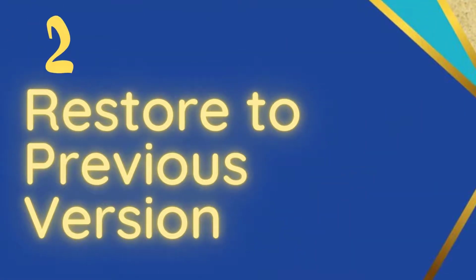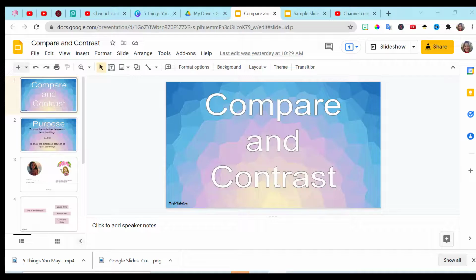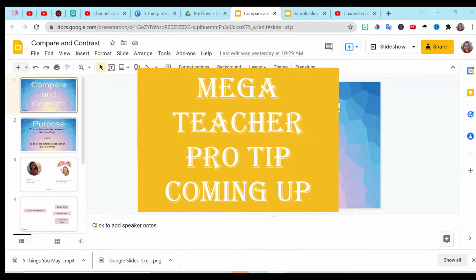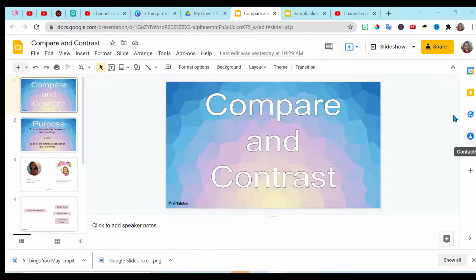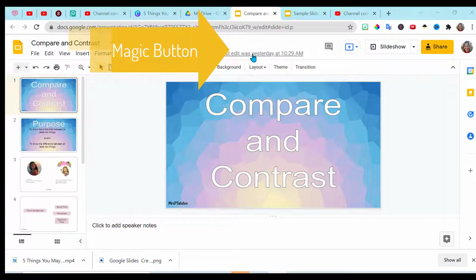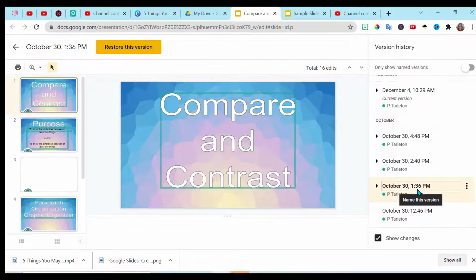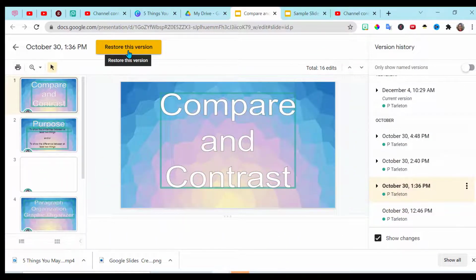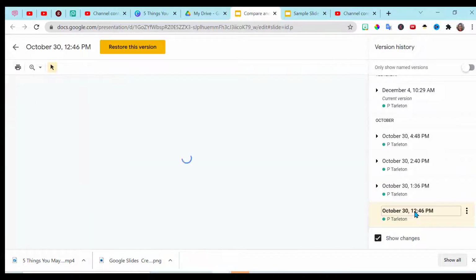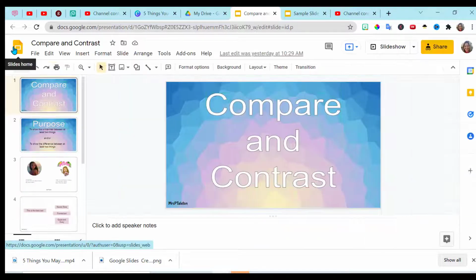Next up is, how do you restore a previous version? So I've done all these edits on this slide. How do I get back to where I started from? If I'm not liking any of the changes that were made, I want to get back to my clean slate, I go right here. So these save automatically. So you find this version that you want, click on restore this version, and it will put it back to this version.